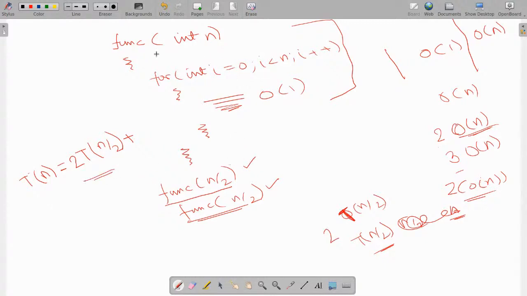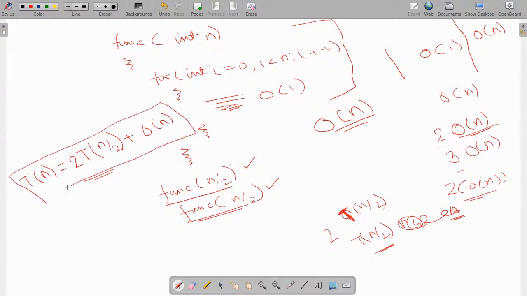Again, each of these function calls has an inherent complexity of O of n. So this O of n must be added here. So the final complexity that we get here is T of n equals 2T of n by 2 plus O of n.